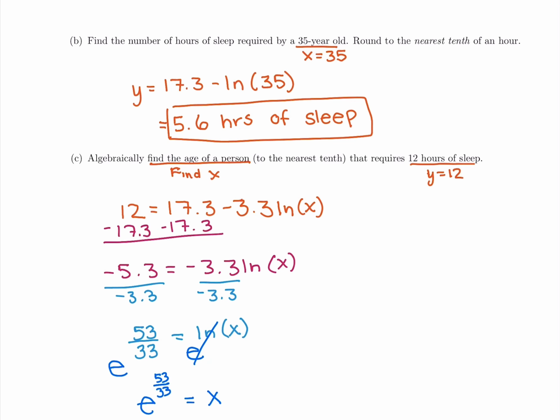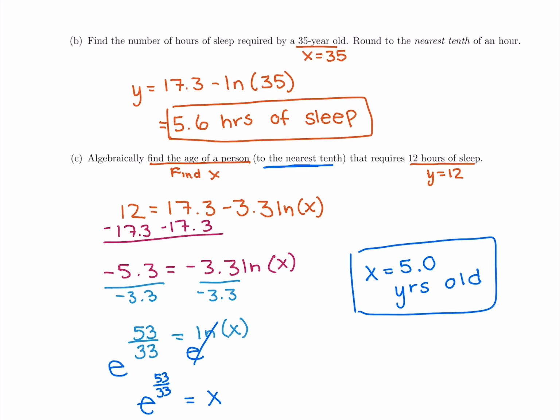And now I'm going to use my calculator. I'm going to use second ln on my calculator, brings up the e button. So I need to raise e to 53 over 33 and round to the nearest tenth. So I'm getting x equals 4.98. And since that 8 is there, we'd round the 9 up. So we're getting 5.0. And our units on it is years old.